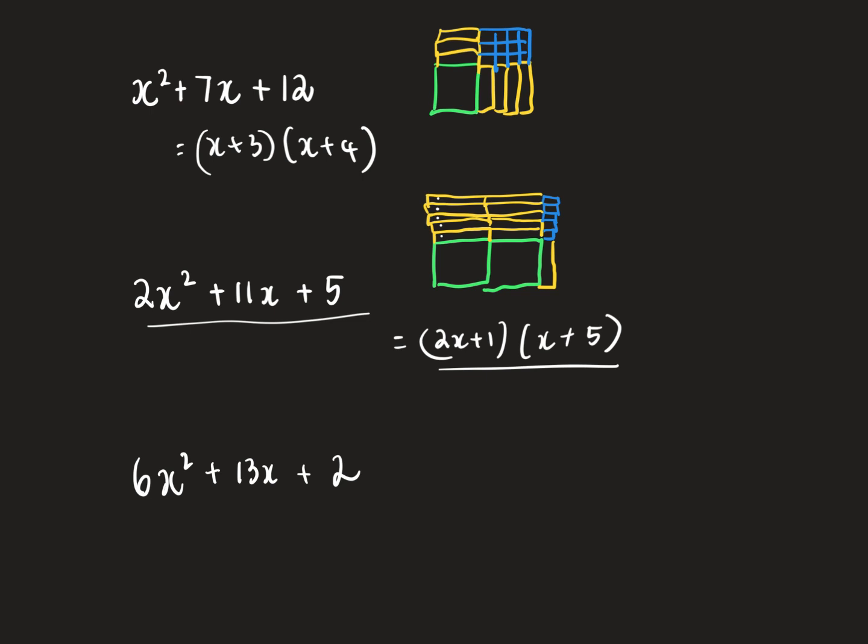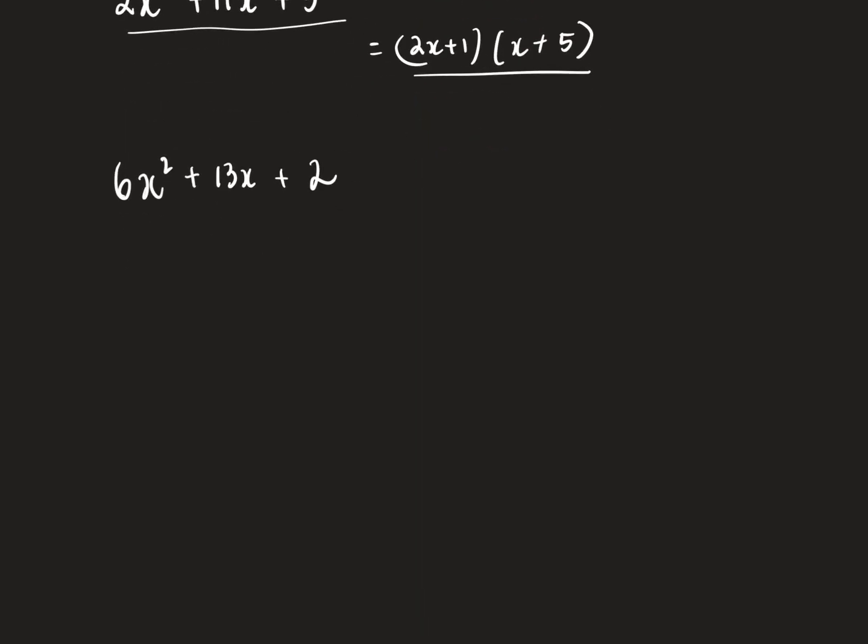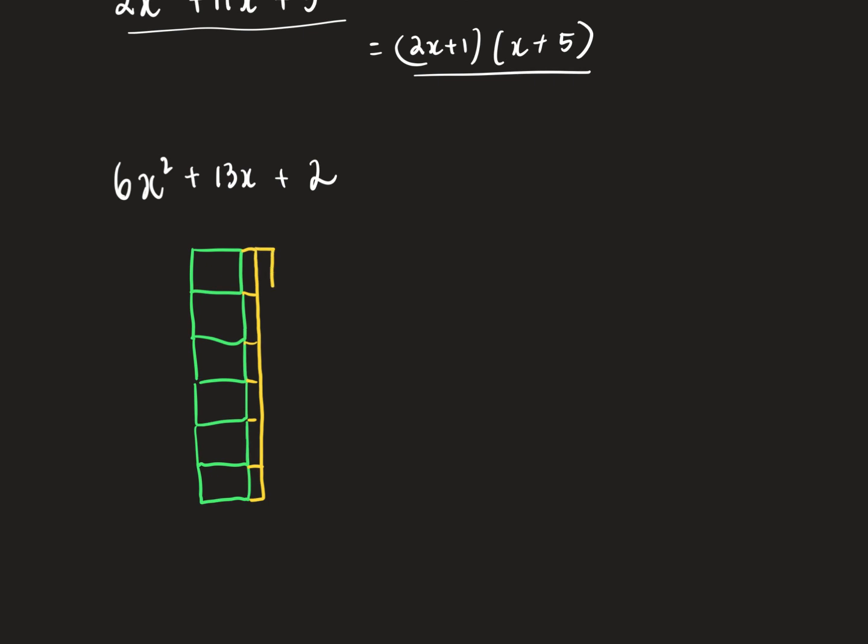Final one here, 6x squared plus 13x plus 2. This will take a little while to work out. So now this is what I'm thinking. I've got 6x squared. I'm going to try and just line them all up like that because I can see I've got 13 x's, and that's a lot. So down the side here, 1, 2, 3, 4, 5, that's 6 down the side there. Let's put another 6 here. That will make it 12. And a 13th one along there. And then we just need 2.